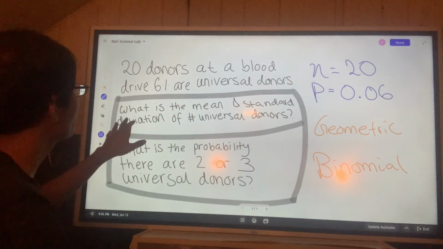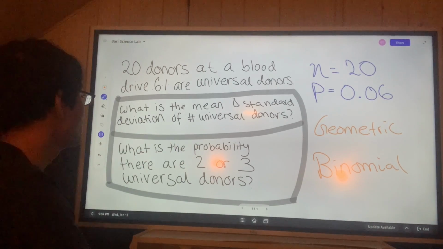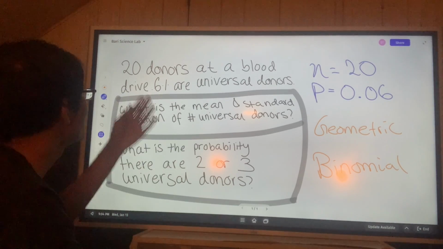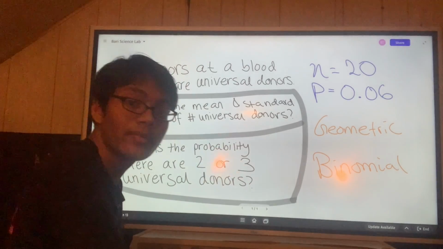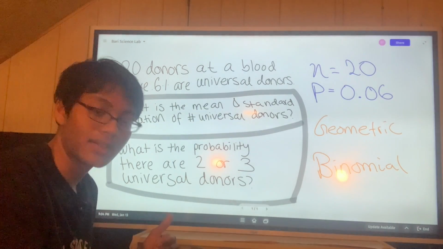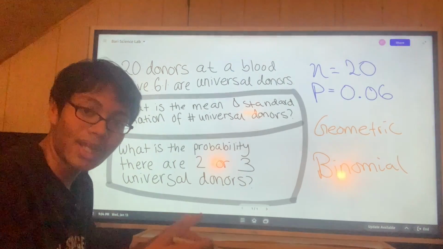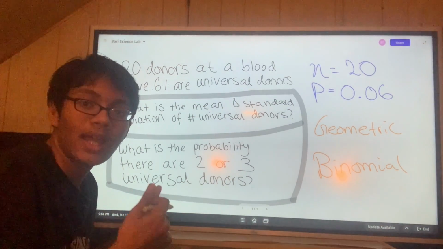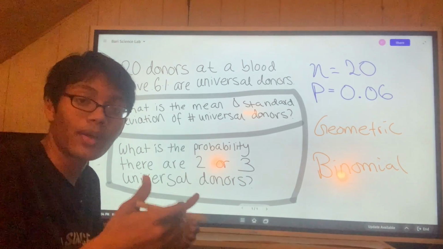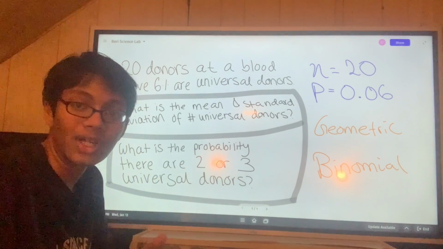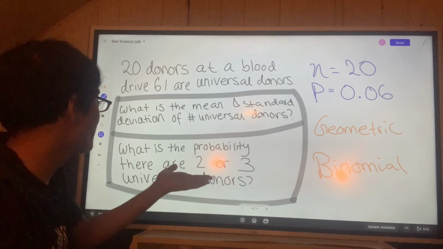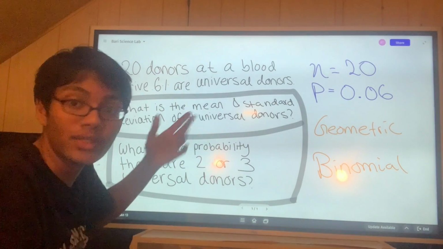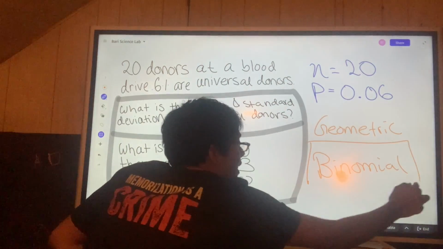So let's see, we want to find out the mean and standard deviation of the number of universal donors, and what is the probability there are 2 or 3 universal donors in 20 donors. Well, geometric models are really for answering questions that are in the form of how many trials until one success, whereas a binomial model is more for how many successes, or what's the probability that there's going to be 5 successes in 10 trials. And that sounds a lot like what we have here. What's the probability there's 2 or 3 universal donors in 20 trials or 20 donors? So that calls for a binomial model.